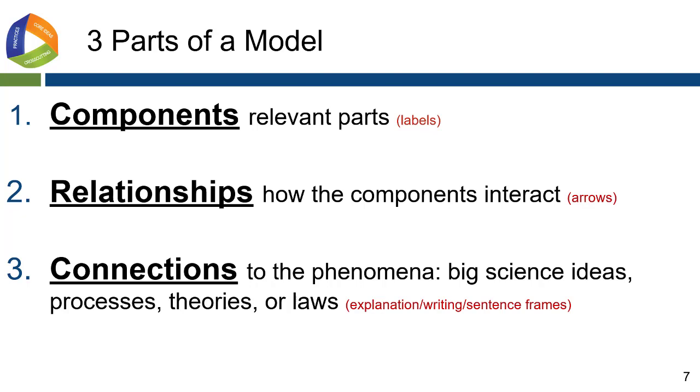Number one, we want to see components, or the relevant parts, clearly labeled in the model. Number two, we want to see the relationships between these components and how they interact in the model. This is easily shown by using arrows. These arrows can point to the left, to the right, or both ways.